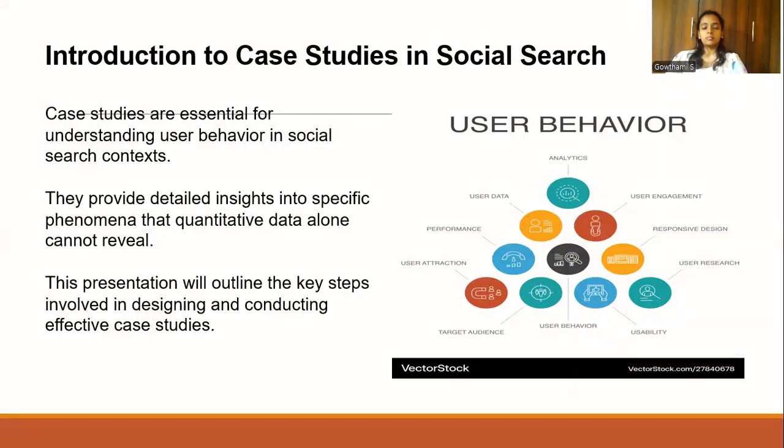In this picture, we can see that there is user behavior. We have the analytics data, performance, interactions, and based on the user needs and their requirements, we'll be classifying things and studying them with regard to their behavior in social search.